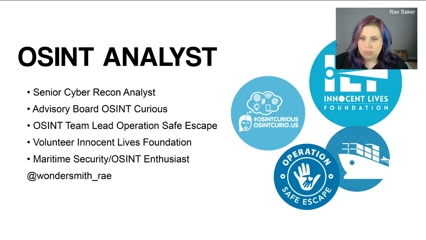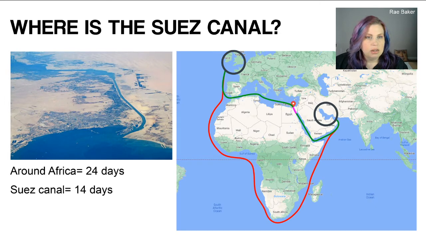So let's jump right into it. The first thing we need to know when we're talking about the Suez Canal is where is the Suez Canal? The Suez Canal is a man-made waterway in Egypt, and it connects the Mediterranean Sea to the Red Sea. The purpose of the Suez Canal is that it reduces the amount of time that it takes a ship to travel from Asia to Europe by about 10 days.